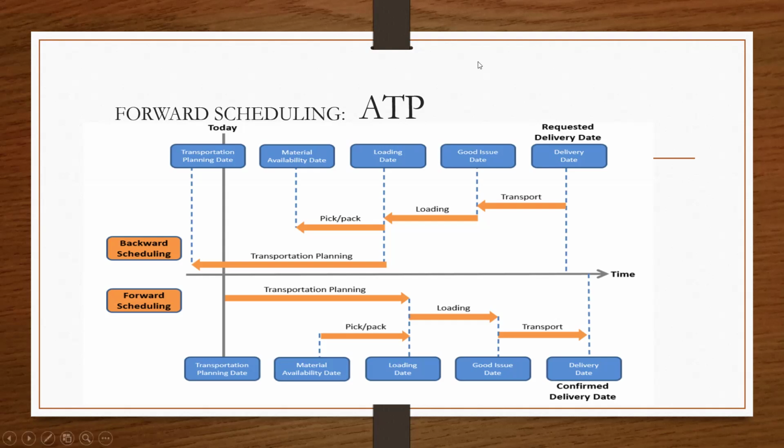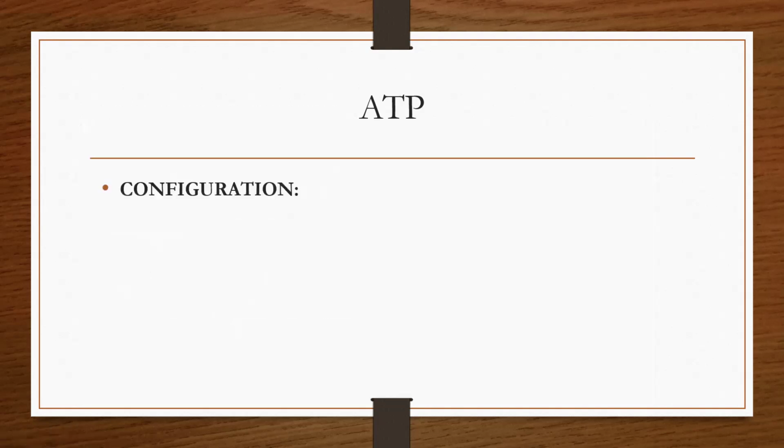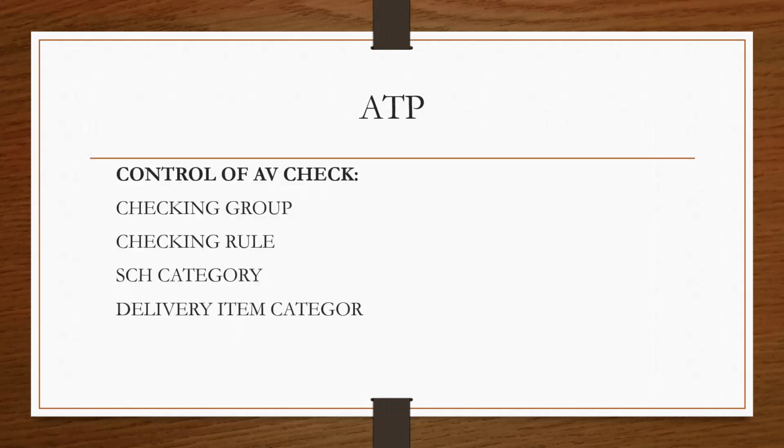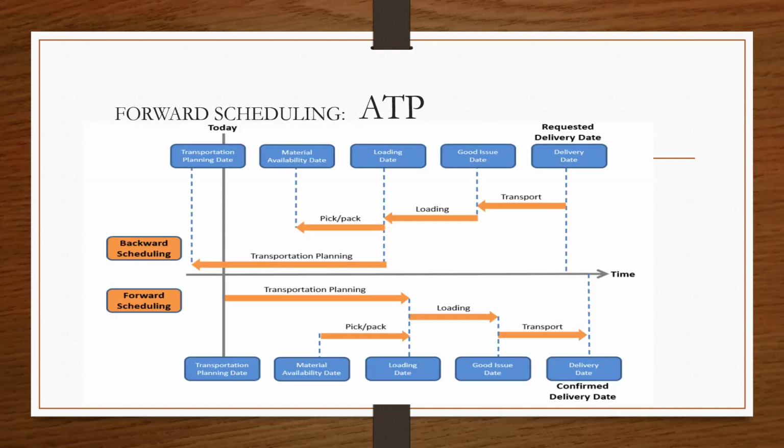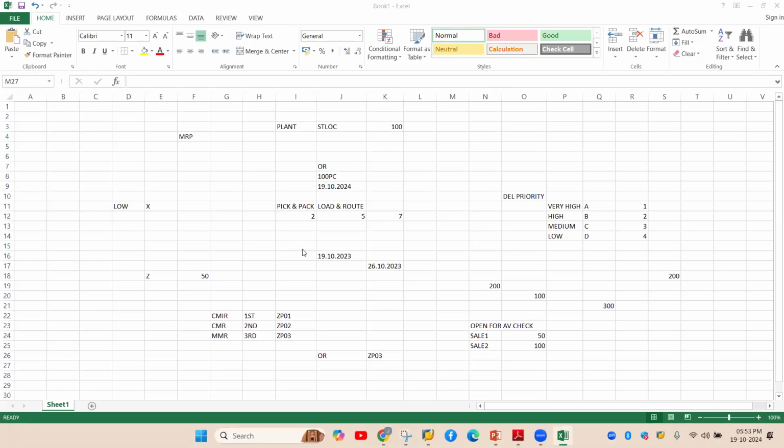So the controls of availability check, from here the configuration and everything starts. Let me explain further things regarding ATP in the next session. Before that, I'll do one thing. Let's come to the Excel. Let's try to put it here.